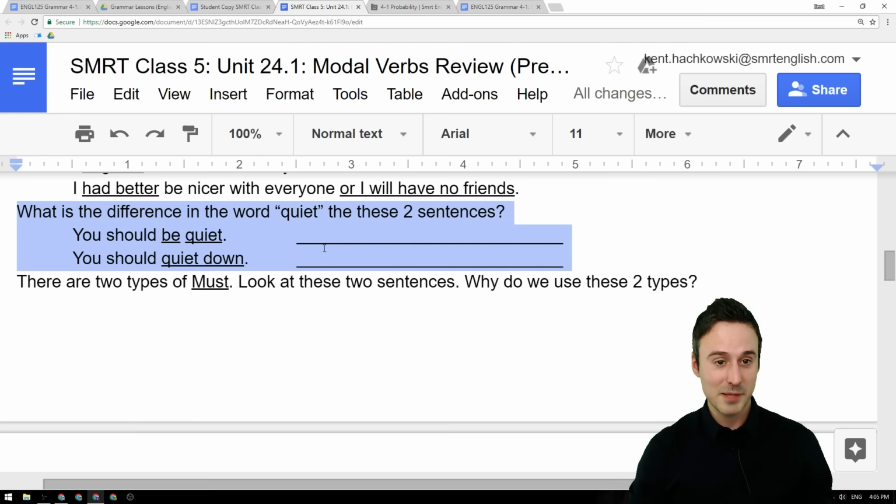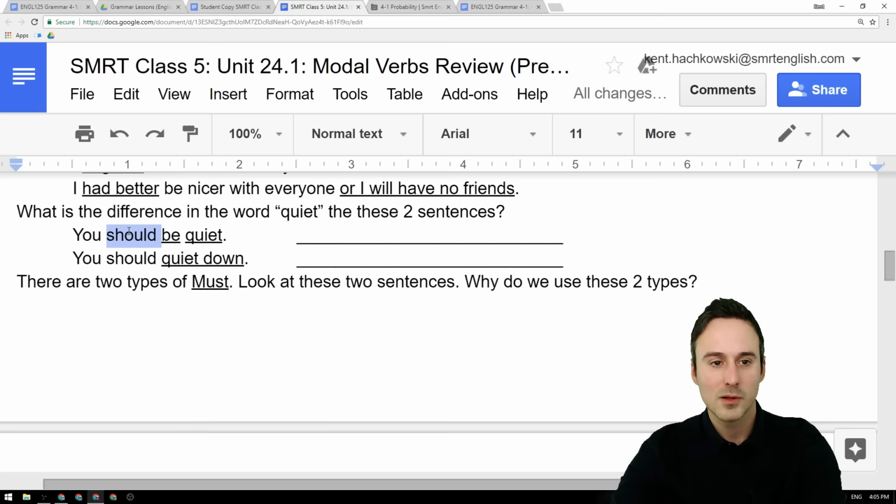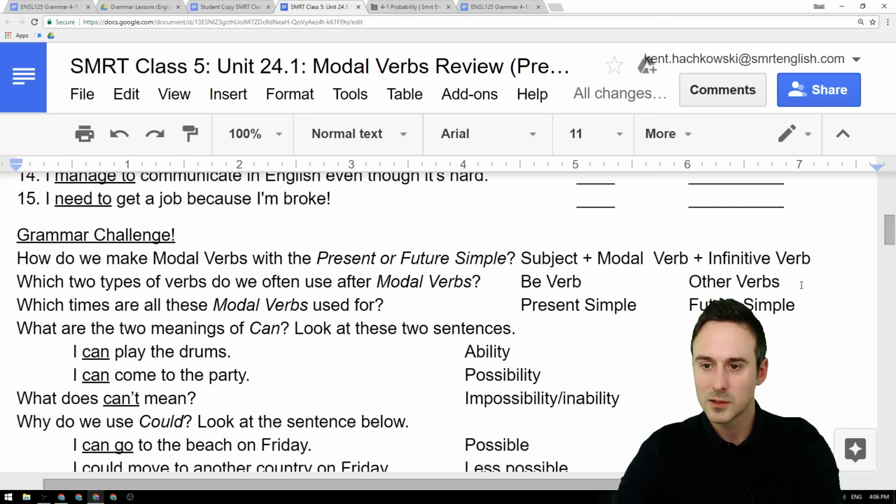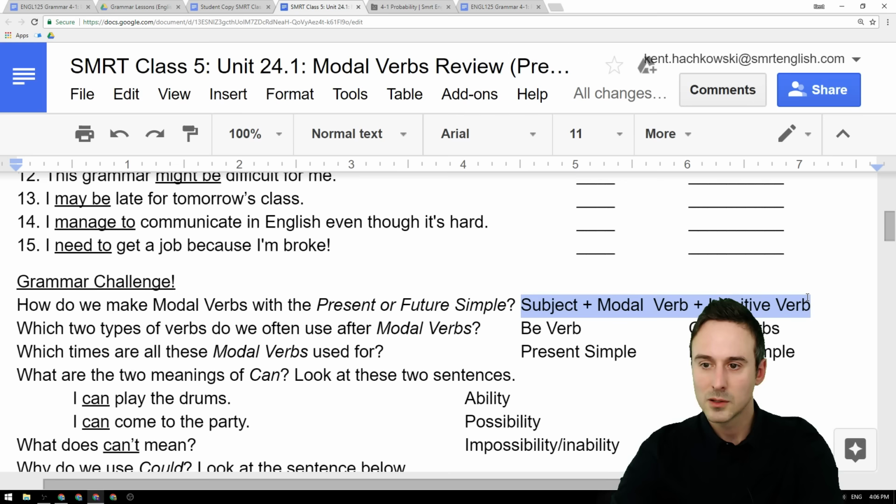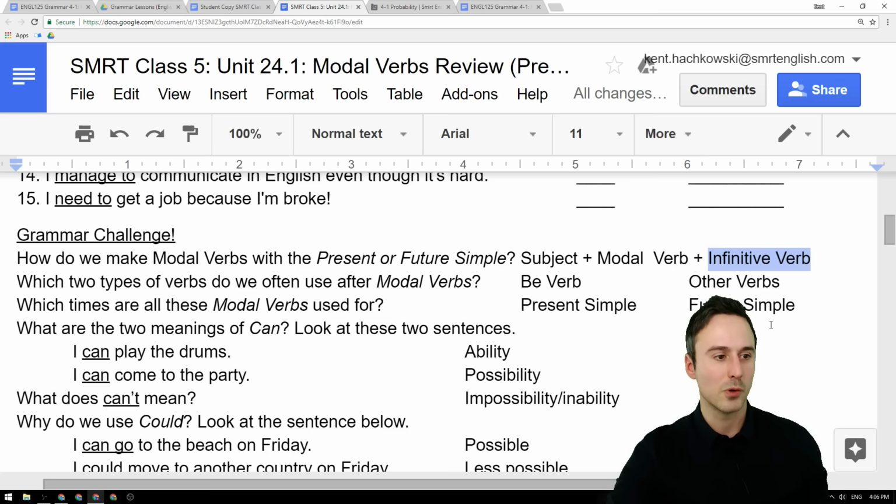I mean, you should be quiet or you should quiet down. And if you go back to the beginning, what do we always use after a modal verb? My modal verb is should. So what should we use after should? Nobody yet. So what if we go back up here? I'm sure someone will get it. Look up here. Subject plus a modal verb plus an infinitive verb. Okay, so that's your key word, infinitive verb.